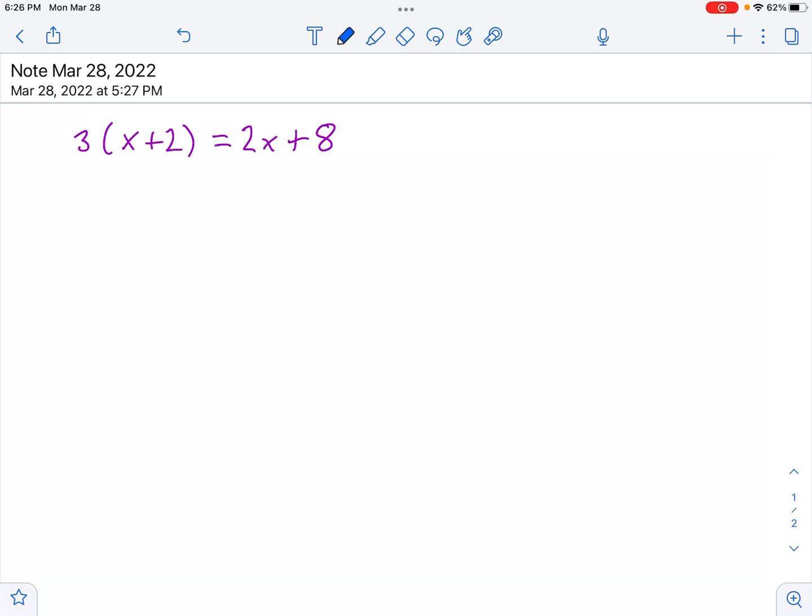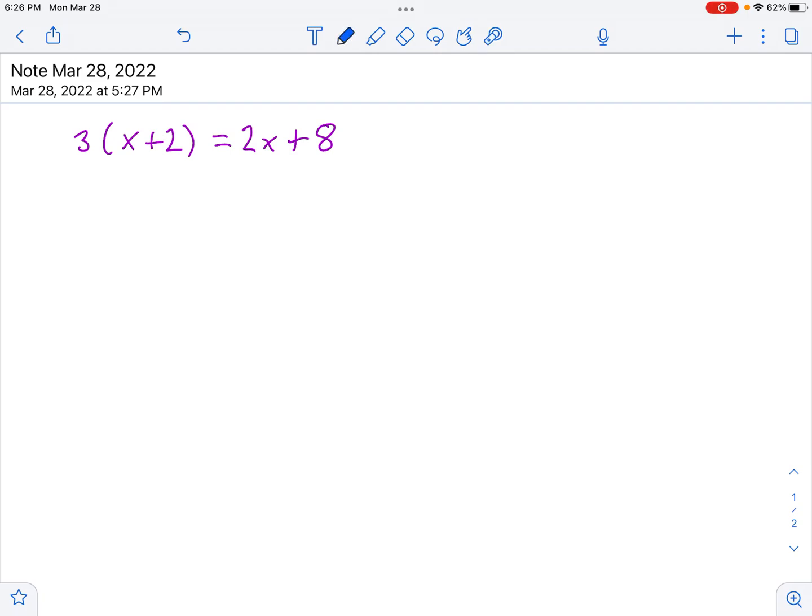So this video is going to talk about what to do when you have grouping symbols in an equation. A lot of people make a really common mistake here. So here's the grouping symbol, right? Here's the parentheses. It's doing grouping. It's saying 3x plus 2. And here's what a lot of people do.